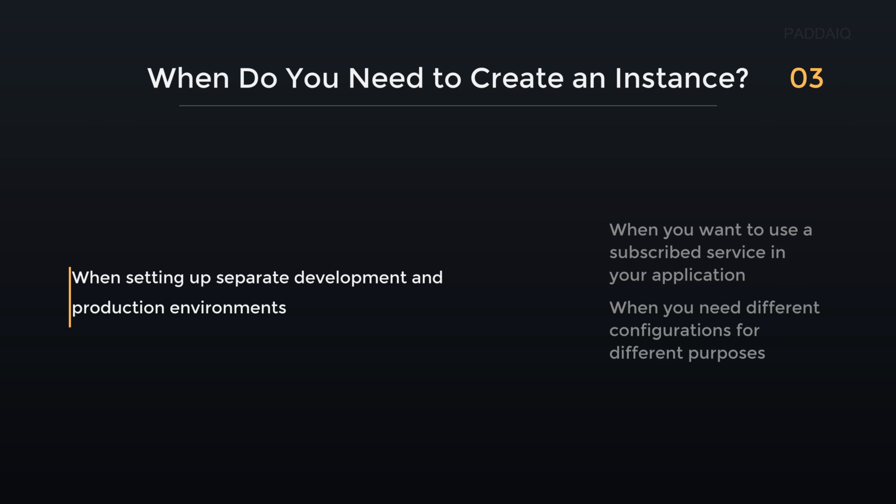When setting up separate development and production environments. This means creating isolated spaces for building and testing applications versus running them live for users. For example, developers can safely test new features in development without affecting the customer-facing production system. This separation ensures stability and prevents disruptions.